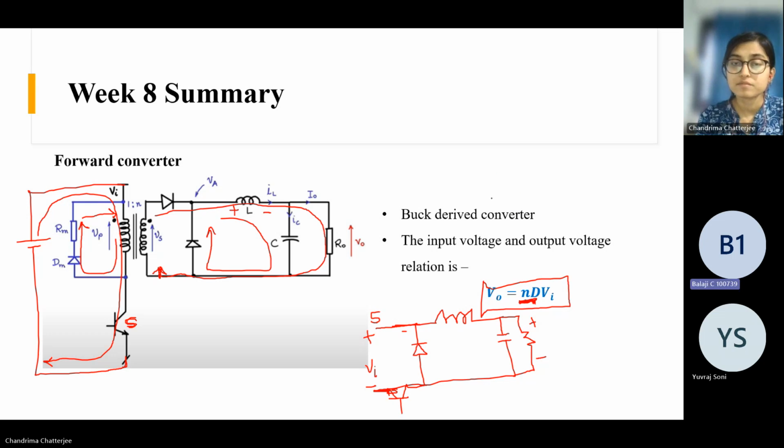And what about the transformer, ma'am? How will it transfer DC power?